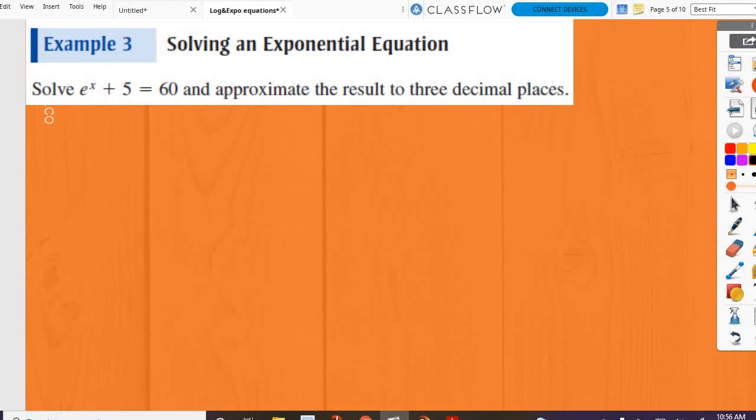Because it's irrational. So remember, E is an irrational number. So if you only have an E on one side, you are not going to be able to use our one-to-one property. But that's okay. So what is our first step then? Subtract the 5 because we need to isolate our exponent. So we get E to the x equals 55.